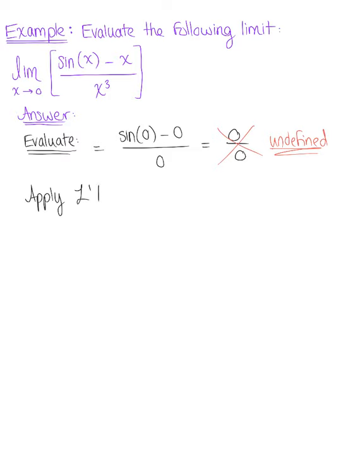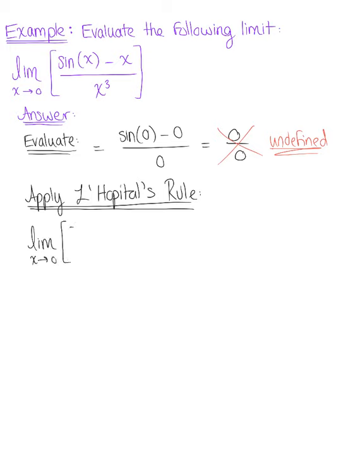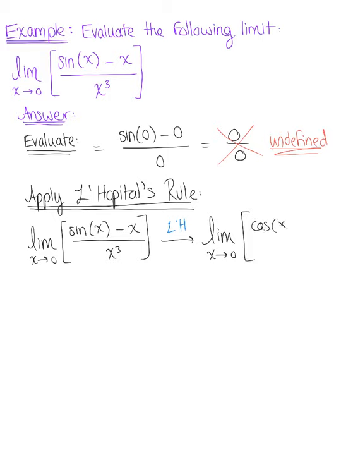So we can now apply L'Hopital's rule. So we are taking the limit as x is approaching 0 of sine of x minus x all divided by x cubed. And we apply L'Hopital. So we are taking the derivative of the numerator and denominator separately. So I have the limit as x is approaching 0 of cosine of x minus 1 all over 3x squared.